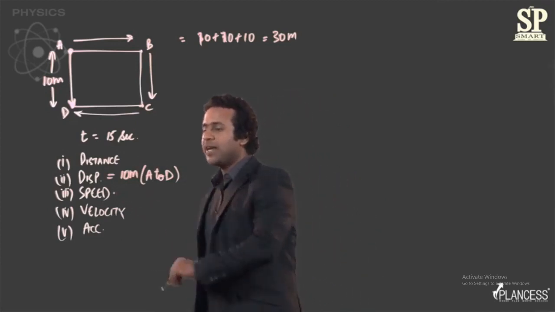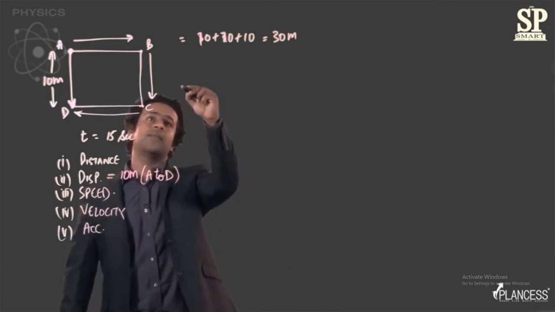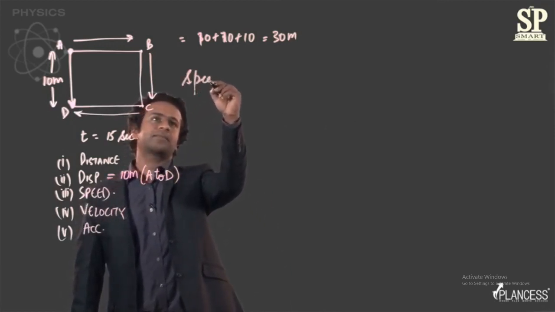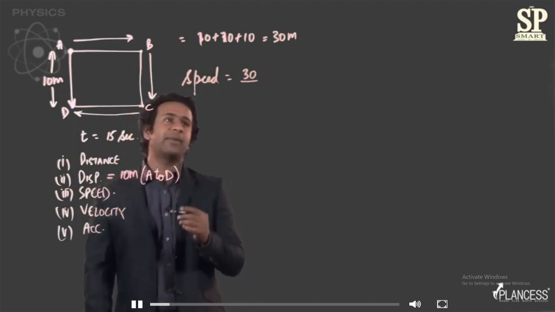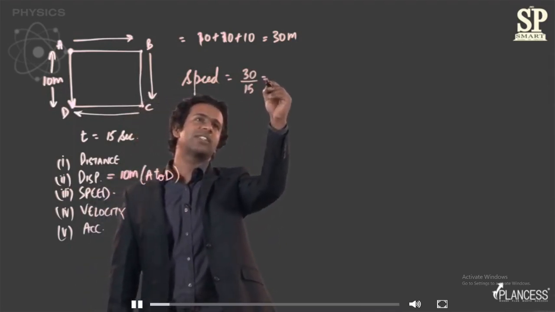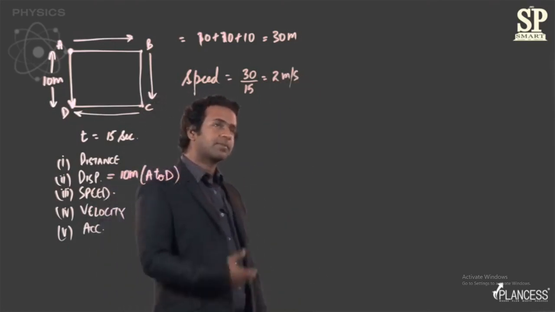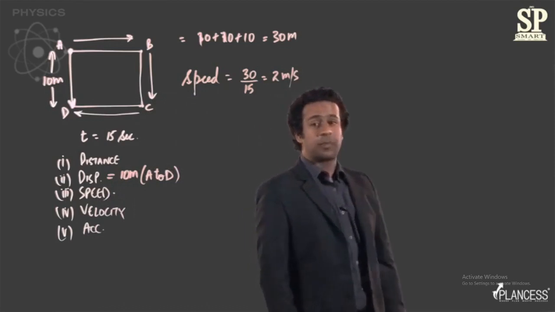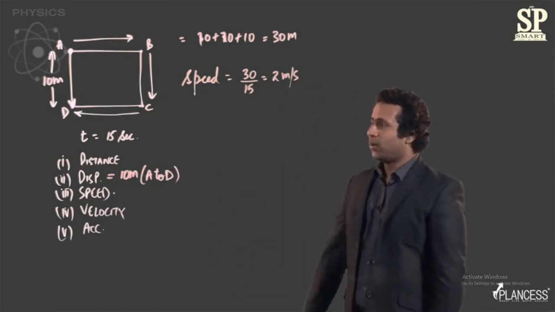So next comes speed. Speed we know as distance divided by time. So speed would be given by 30 divided by the time taken, which is 15 seconds, which gives you the value 2 meters per second. So this is the speed of this particle as it goes from A to D, right?